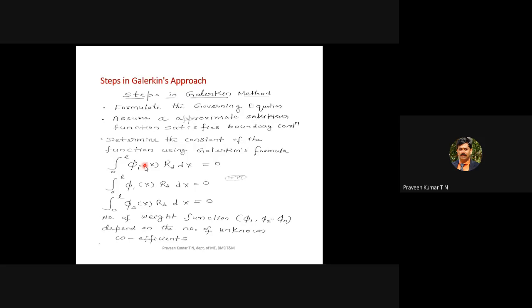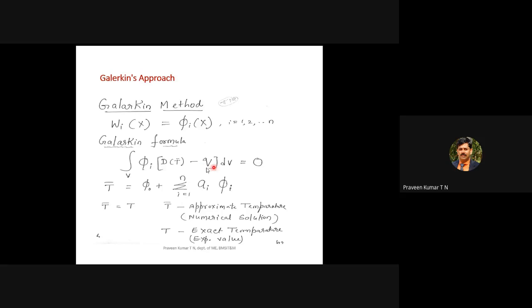Steps in the Galerkin method. So we have this phi I. Imagine we have three unknowns in the equation T bar. If we have a1, a2, a3, then ai is unknown and you have to find the ai terms.